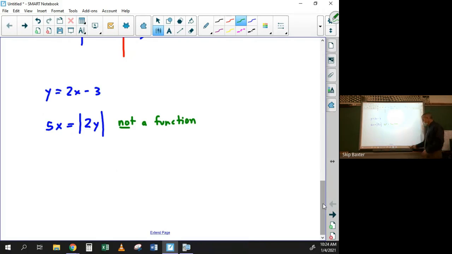Same thing goes for if I square y, suppose I had something like x equals y squared minus 1. Same deal. If I plug in an x value and try to solve for y, I get 2 different values. What if x was 0? If x was 0, there are 2 different values of y that make the right side equal 0, plus 1 and minus 1. So this is not a function either.